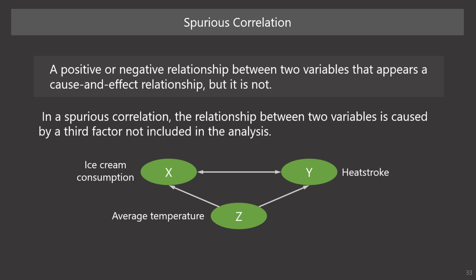So, in the example above, we found a highly positive correlation between ice cream consumption and the number of heat stroke cases. However, both of them may be caused by high temperature.